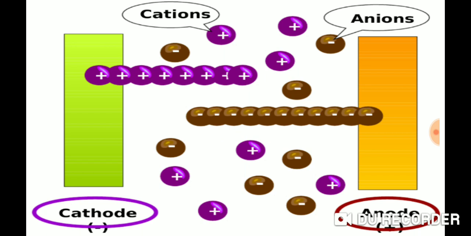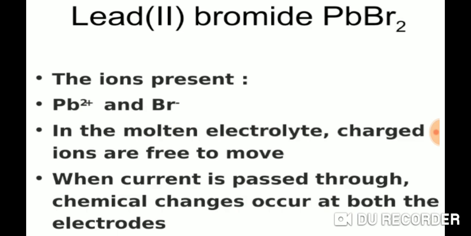So this is the process which takes place. You can see here the cathode is a negative plate and the positive ions, that means cations, move towards the cathode. Whereas the anode is a positive plate and the negatively charged ions move towards the anode. Hence, a redox reaction takes place.